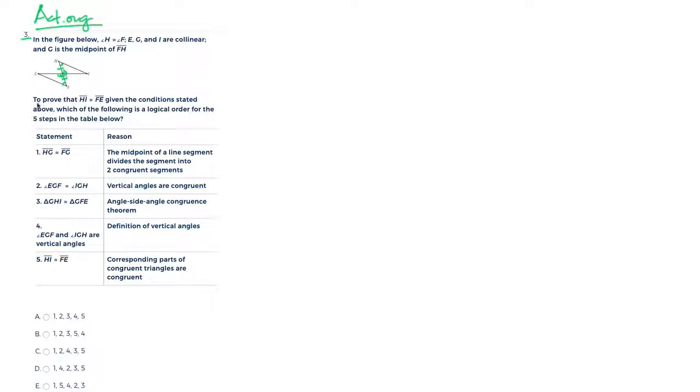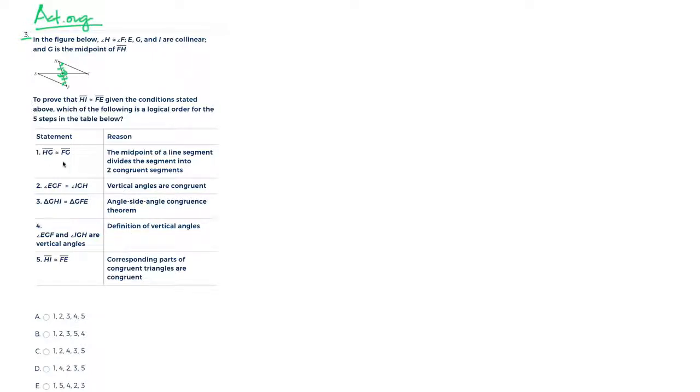So what they want you to look at here is to prove that HI is congruent to FE. So HI is congruent to FE, right? As soon as these triangles are congruent, we can say that. So they just want to know the order here. So which of the following is a logical order for the 5 steps in the table below?